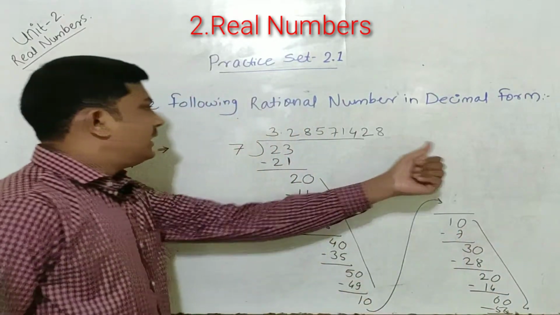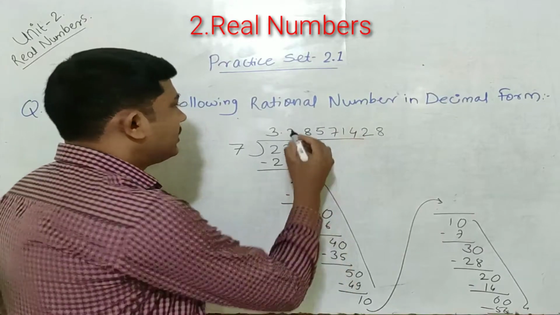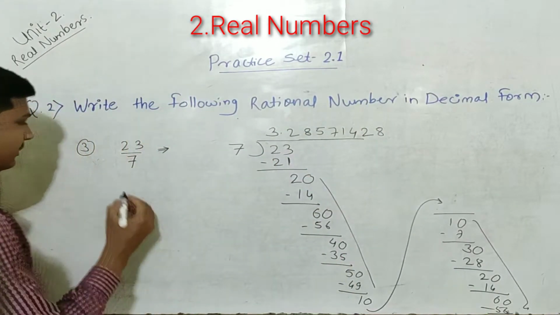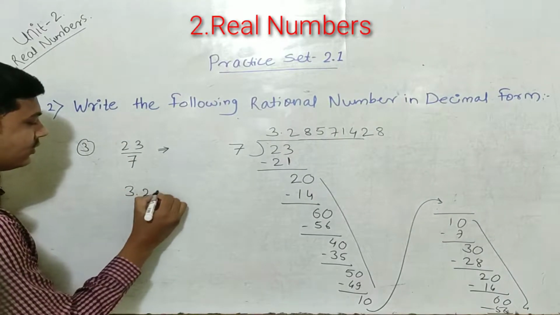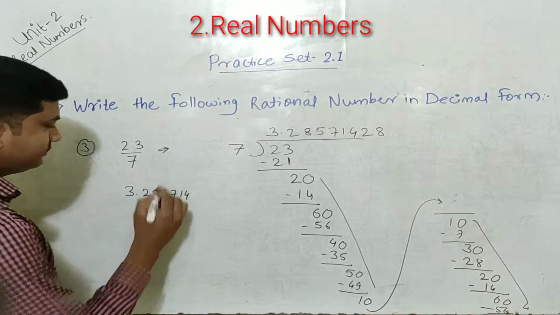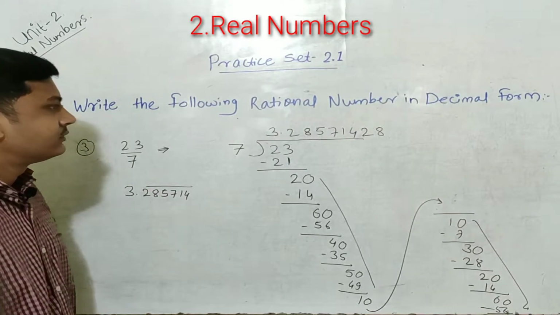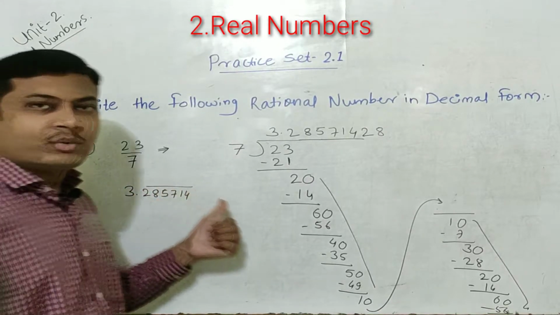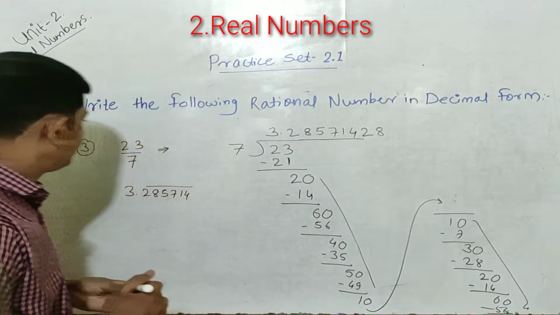Same in the quotient it will be repeated. 2 8 5 7 1 4, that is the decimal expansion will be 3.285714 bar. This term is non-terminating recurring one.